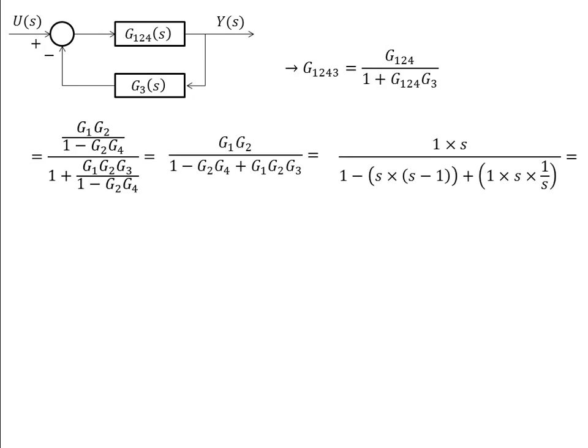If we substitute the values of the given transfer function for each block, G1, G2, G3 and G4, we will have 1 multiplied by s over 1 minus s multiplied by (s minus 1) plus 1 multiplied by s multiplied by 1 over s. This s will be cancelled out with this s, so the resultant of this parenthesis will be 1 plus 1, I have 2. So the final simplified transfer function is in the form of minus s over s squared plus s minus 2.